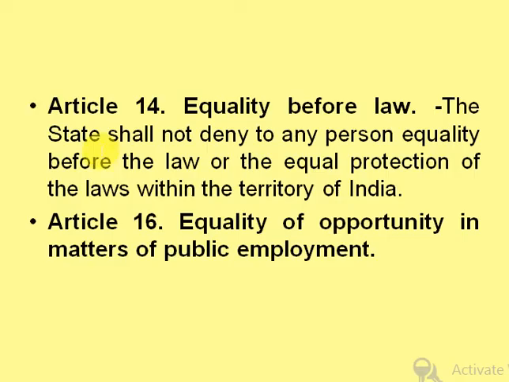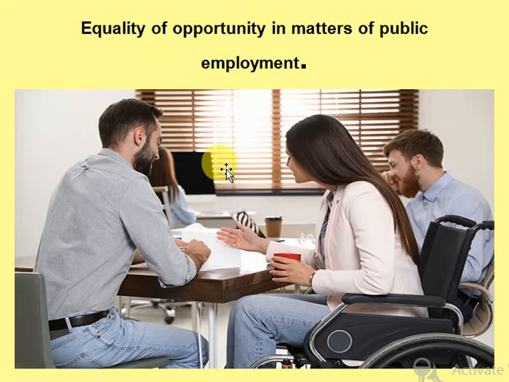Now again, let's have a look at some of the examples. Equality before law. The state shall not deny to any person equality before the law or equal protection of the laws within the territory of India. Article 16, equality of opportunity in matters of public employment. So everyone is equally employed. You cannot discriminate between a girl and a boy in giving employment opportunity to the people. On the basis of religion, on the basis of gender, no discrimination is allowed.